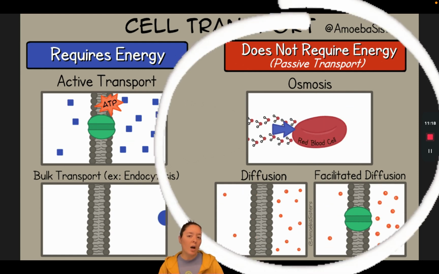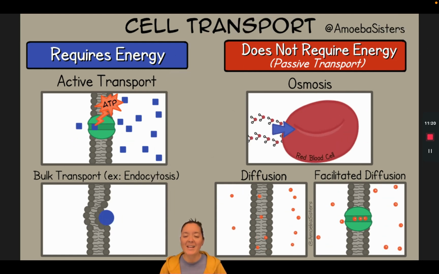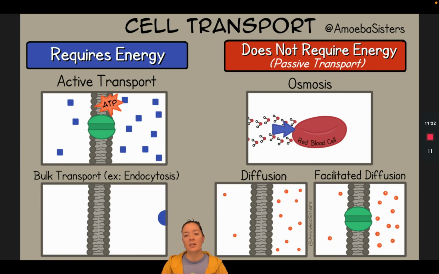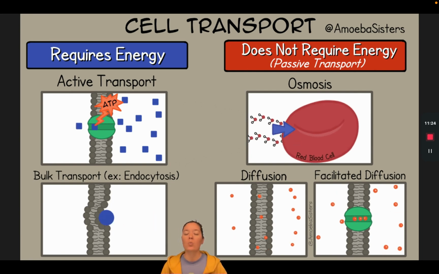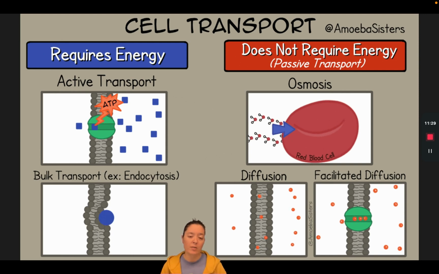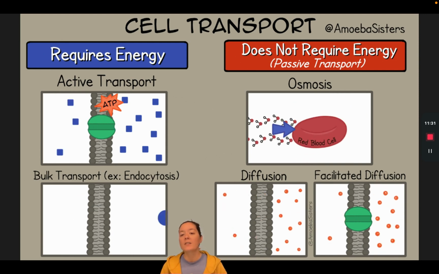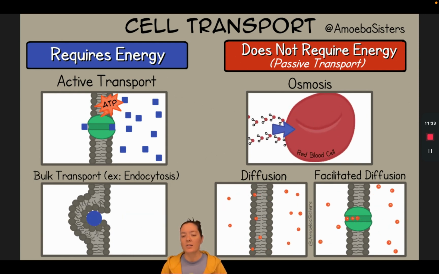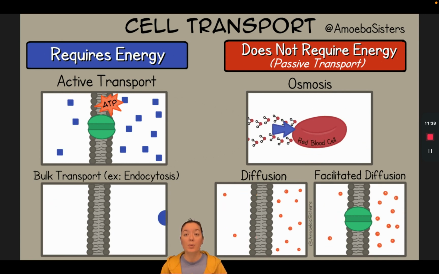The things that do not require energy are those passive transports, things that do not require energy because they go with the concentration gradient. So just plain old simple diffusion straight through the cell membrane, or facilitated diffusion going from high to low concentration through a protein channel.